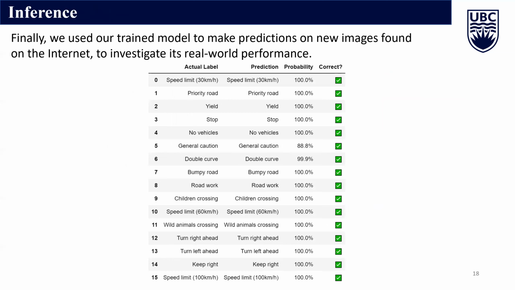Finally, we use our trained model to make predictions on new images found on the internet to investigate its real-world performance. We can see from this table there are 16 images, and they are all verified correctly.